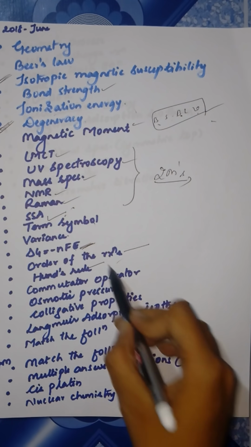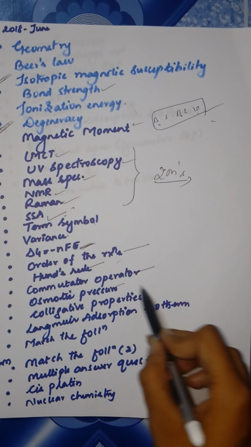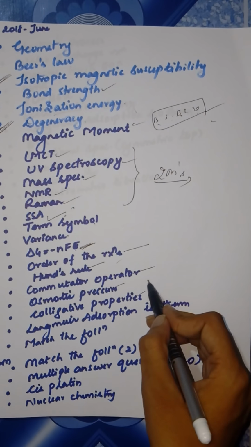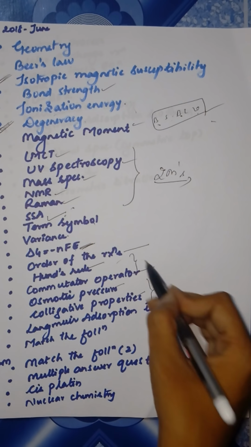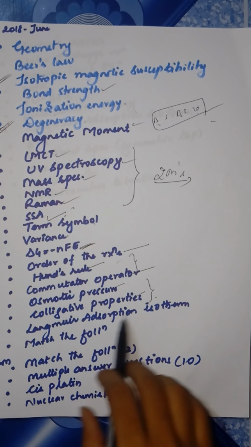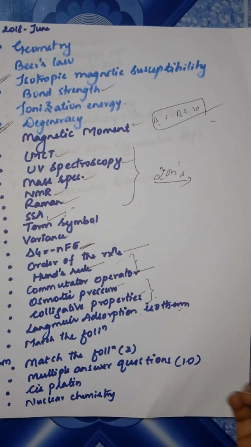Order of the reaction, Hund's rule, commutative operator, osmotic pressure, colligative properties. Now all these are basics again. Okay, Hund's rule and osmotic and colligative, these all are basics again. Langmuir adsorption isotherm, and one match the following. So these were your 2 markers.